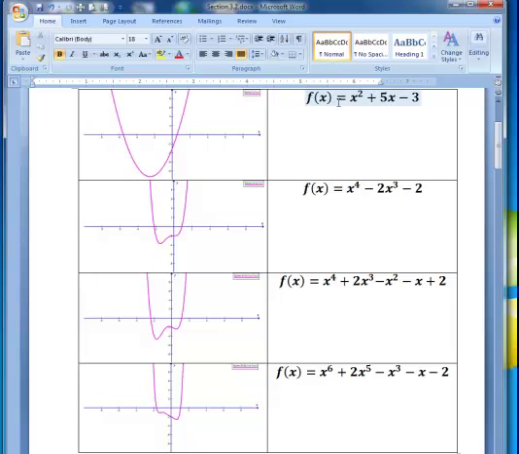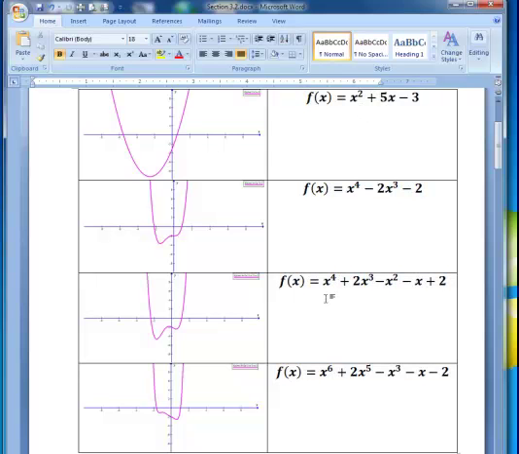So this first polynomial is degree 2. The second polynomial is degree 4. The third polynomial is degree 4. And the fourth polynomial is degree 6. Notice each one of those has an even degree. And that's what we're going to focus on, is whether the degree is even or odd.